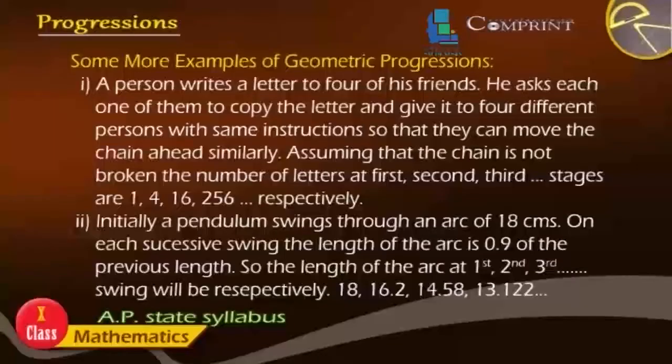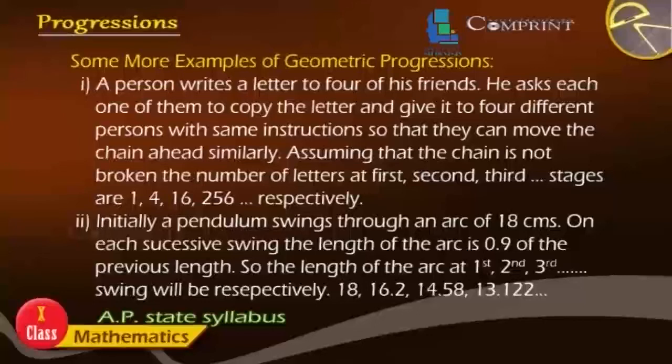Some more examples of geometric progressions. Number 1. A person writes a letter to 4 of his friends. He asks each one of them to copy the letter and give it to 4 different persons with the same instructions so that they can move the chain ahead similarly. Assuming that the chain is not broken, the number of letters at first, second, third and so on stages are 1, 4, 16, 64, and so on respectively.